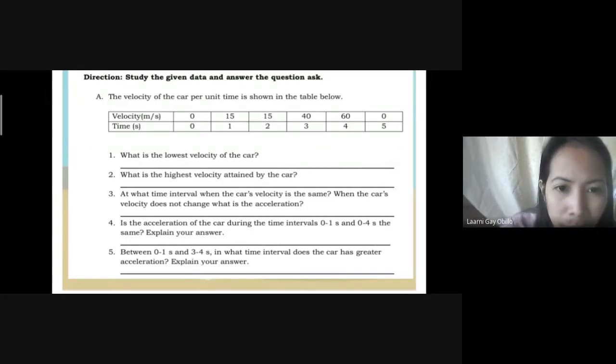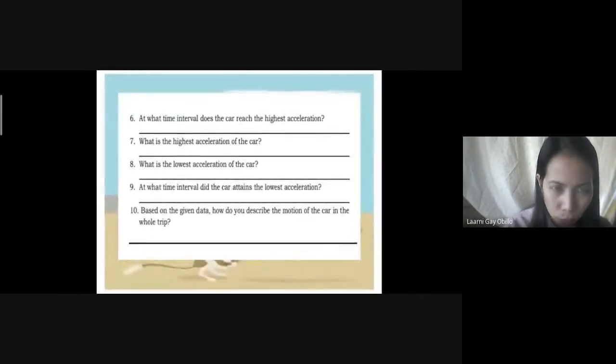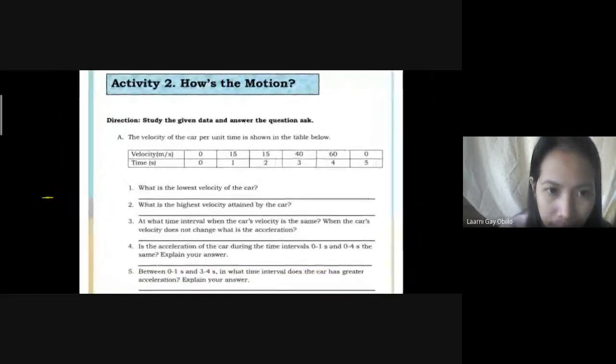Okay, the answer is 40 to 60 kasi yung kanilang interval is 20 meter per second. Okay, so the time interval na may greater acceleration is from 3 to 4. Okay, for number 6, at what time interval does the car reach the highest acceleration? Okay, tingnan natin yung time na may highest acceleration siya.